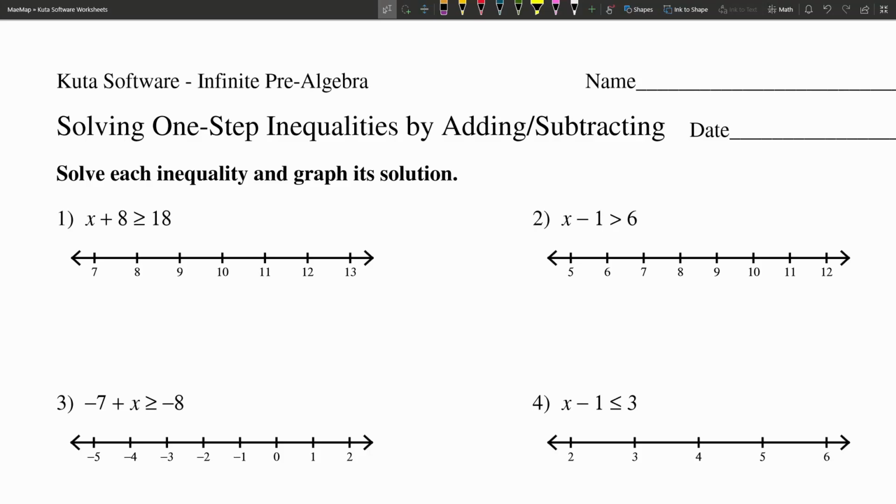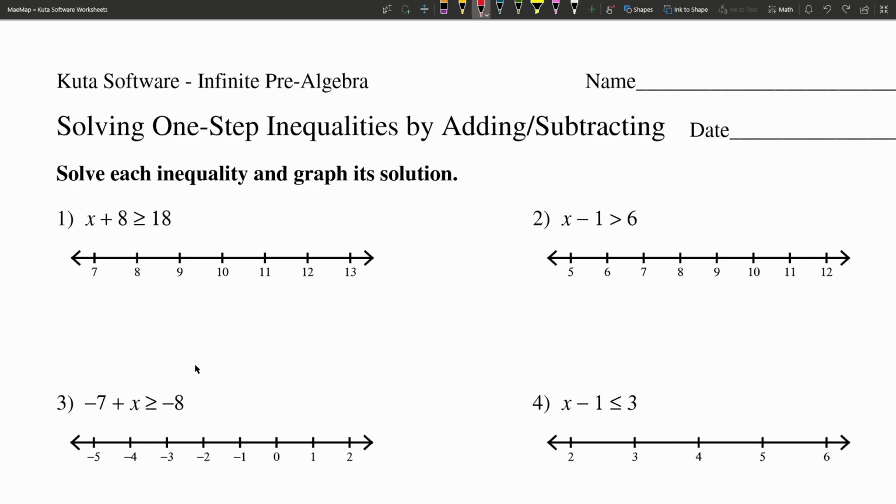In this video, we're going to go over the Kuta Software Infinite Pre-Algebra free worksheet, solving one-step inequalities by adding or subtracting. Our directions for this worksheet are to solve each inequality and graph its solution. As you can see, we're dealing with one variable inequalities right now. Because we're dealing with one variable inequalities, we're going to be able to graph that on a single number line. And solving these one-step inequalities is very similar to solving one-step equations.